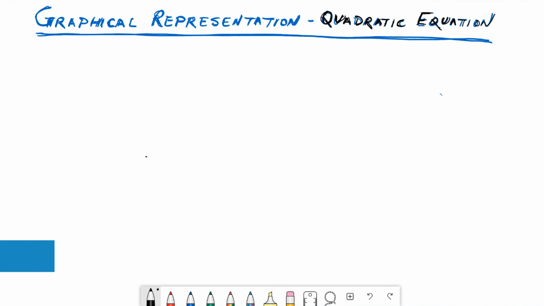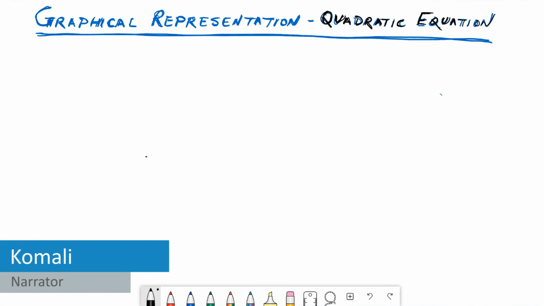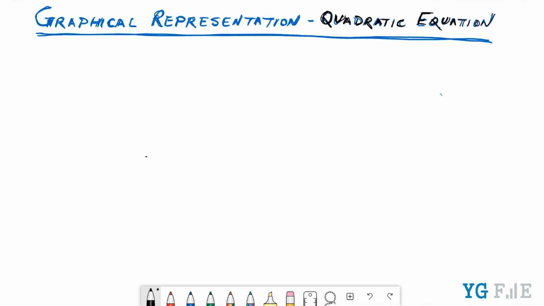Graphical representation of a quadratic equation. We would like to understand how a quadratic equation looks when plotted on an xy plane. A quadratic equation is given by y equals ax squared plus bx plus c. The graphical representation of a quadratic equation is often known as a parabola. A parabola has a shape like this.